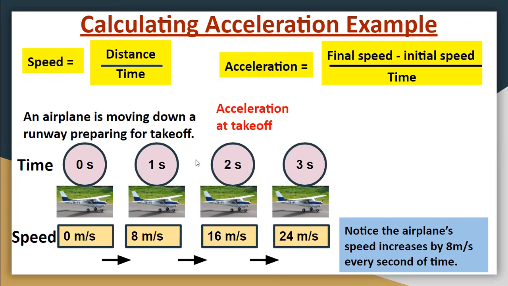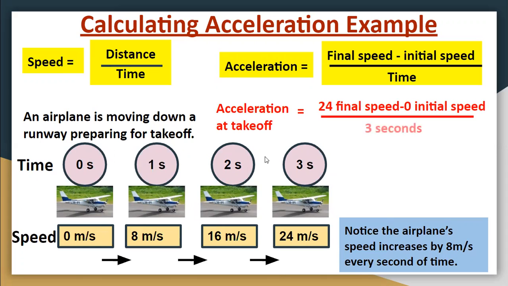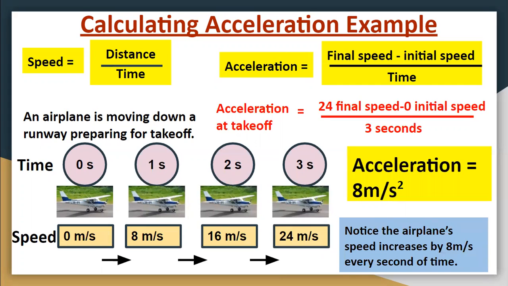So that means acceleration at the takeoff is equal to, let's use our formula, 24 was its final speed, 0 was its initial speed, and time was 3 seconds. So you divide that out and you get 24 divided by 3, which is 8 meters per second squared. Notice the second squared because acceleration has two S's, right? It has seconds and then it has the seconds in the meters per second. All right, so that's where we get meters per second squared.